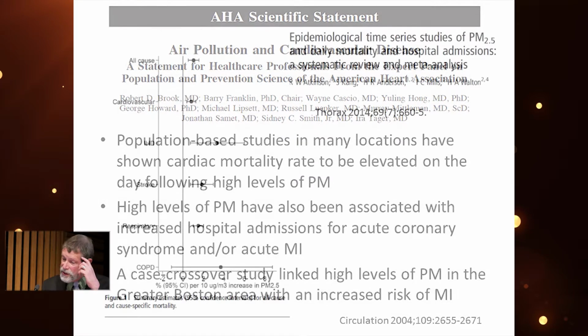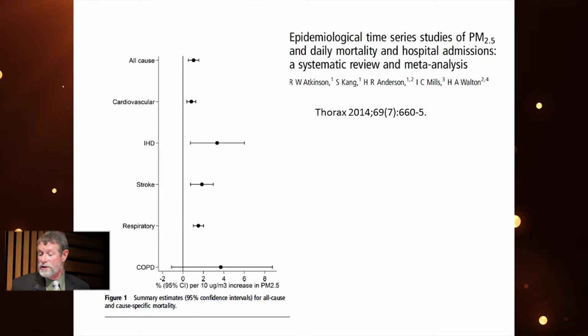And here are some more recent data from a meta-analysis in 2014 showing all-cause mortality, cardiovascular mortality, specifically the subfraction of cardiovascular mortality that is ischemic heart disease, then there's stroke. These two would be together under cardiovascular. And just for reference, respiratory and specifically chronic obstructive pulmonary disease. And so this was a systematic review of the literature and meta-analysis that showed fairly convincingly that there was a lot of data to support the fact that PM 2.5 is associated with cardiovascular morbidity and mortality.